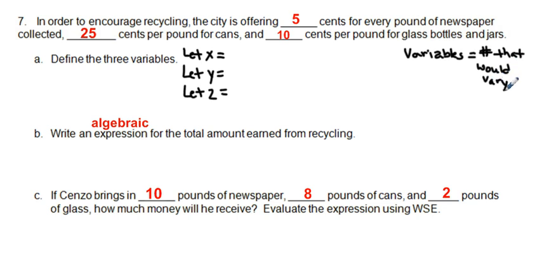It won't remain consistent. So the city would offer everyone the same amount of money, right? That wouldn't be fair if they gave one person a nickel for every pound of newspaper and another person $1, right? So the amount of money isn't going to change, but the amount of pounds of newspapers that each person brings in for collection will change. Not everyone's going to bring in the same exact number of pounds of newspapers. That will vary. So definitely that's going to be the factor that's going to change. So let x be number of pounds of newspapers.